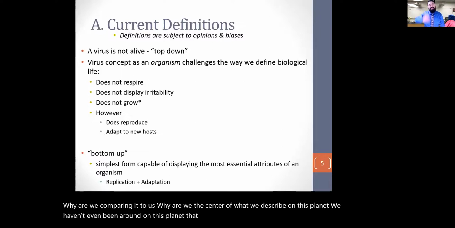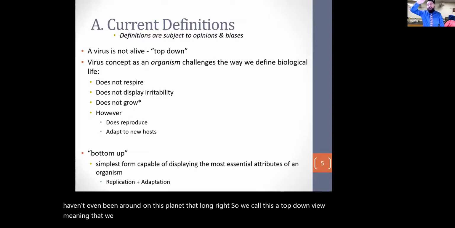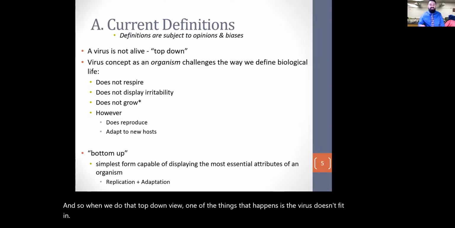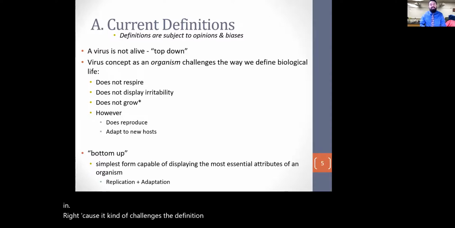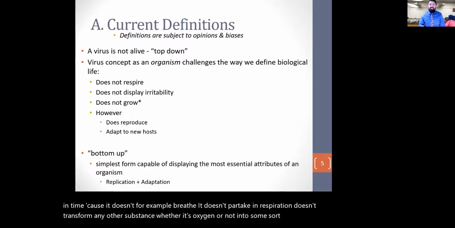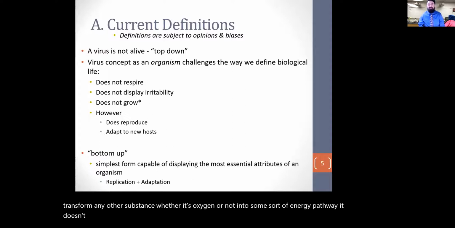So we call this a top-down view, meaning that we consider ourselves to be on the top of the definitions, and then everything else on the bottom has to fit us. And so when we do that top-down view, one of the things that happens is the virus doesn't fit in, right? Because it kind of challenges the definition of any biological living organism at this point in time, because it doesn't, for example, breathe. It doesn't partake in respiration. It doesn't transform any other substance, whether it's oxygen or not, into some sort of energy pathway. It doesn't really respond to its environment like most other organisms that you poke them and they do something else.